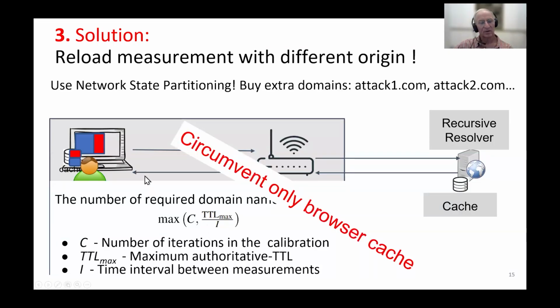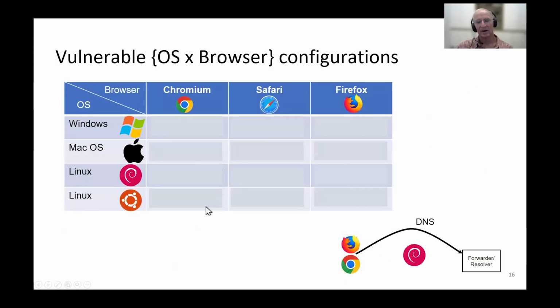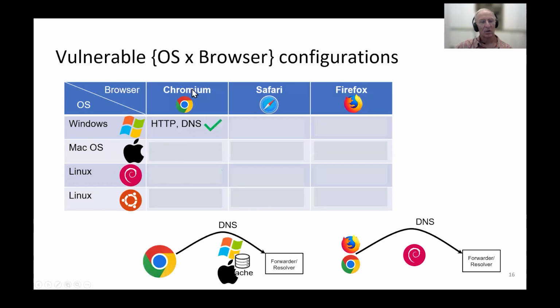And all of this works if there is no cache or the cache of the operating system is not used. Let me summarize the situation. We have different operating systems and different browsers. Let's see Chromium. Chromium does not use the operating system cache by design. So on Windows Chromium, we can mount our attack, and it works both with the direct DNS, with the port 0 or HTTP reload.